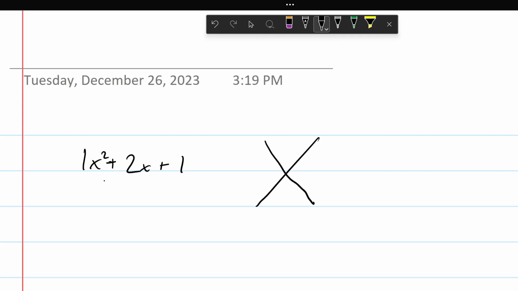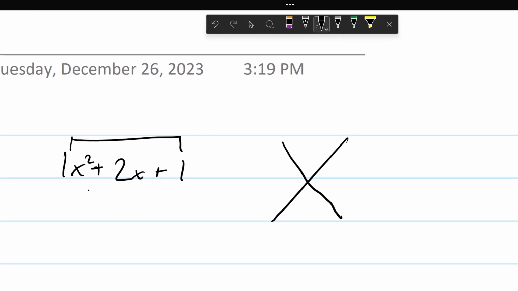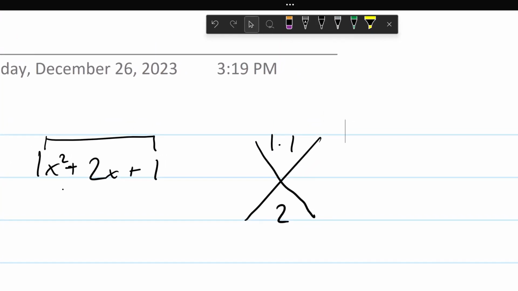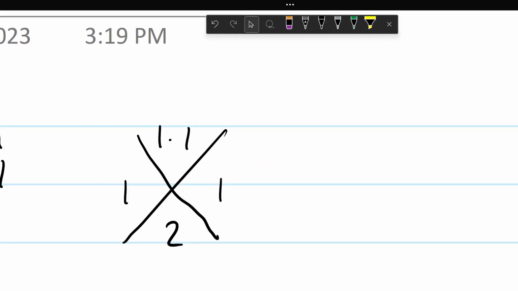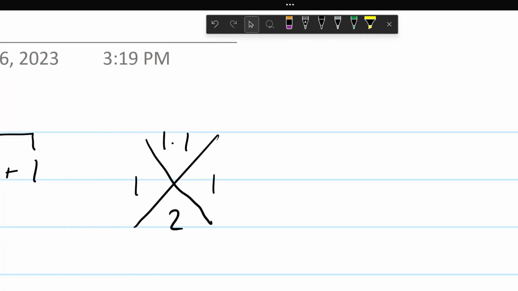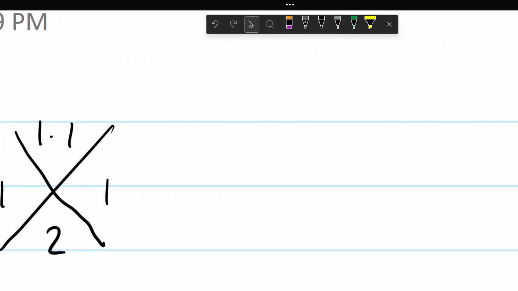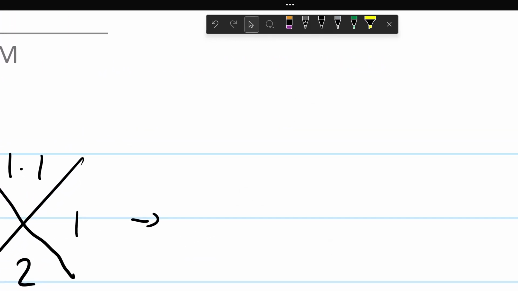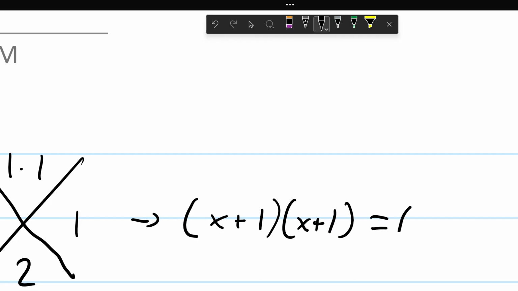And we know that with the X method, we take the first and the last coefficients, we multiply them together, and they should add up to this middle coefficient. So already we could tell that 1 and 1 should work, because 1 times 1 is 1, and 1 plus 1 is 2. So this gives us x plus 1 and x plus 1, which is also x plus 1 squared.